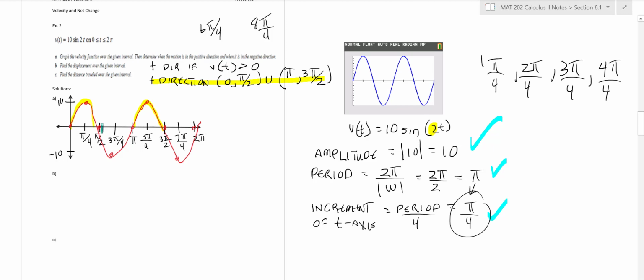Negative direction just means when the velocity is negative. The value of the velocity is negative when the function values are below the t-axis. So the negative direction, you just write like this: pi over 2 to pi, and then 3 pi over 2 to 2 pi. So that's what you got.